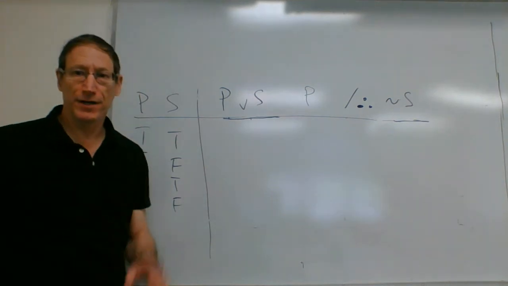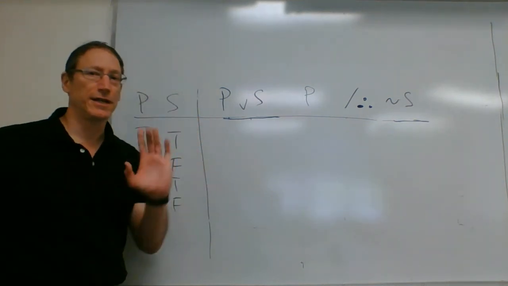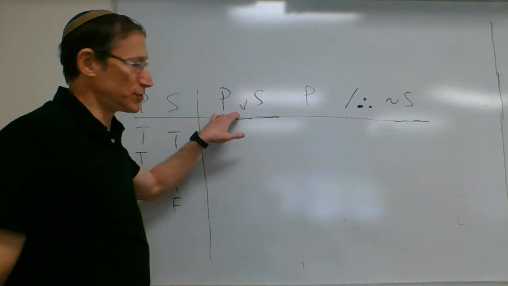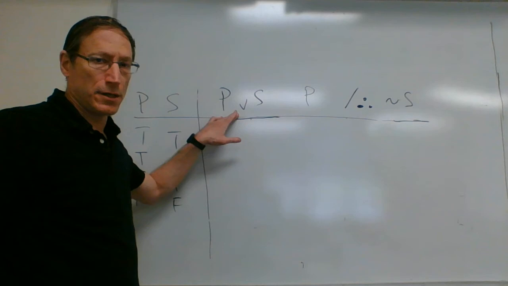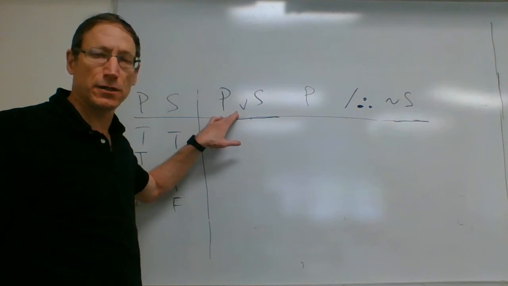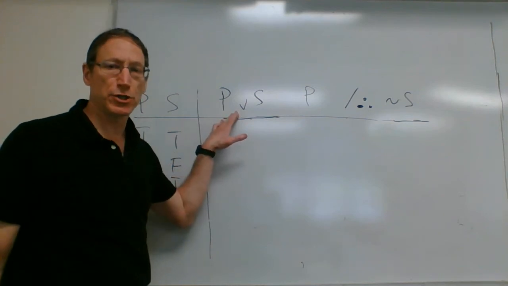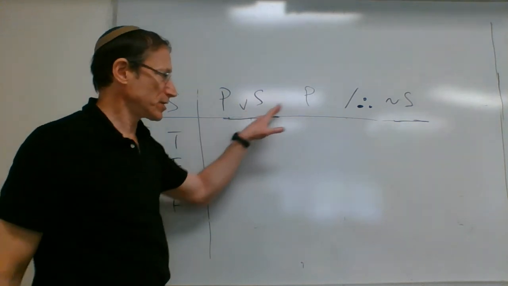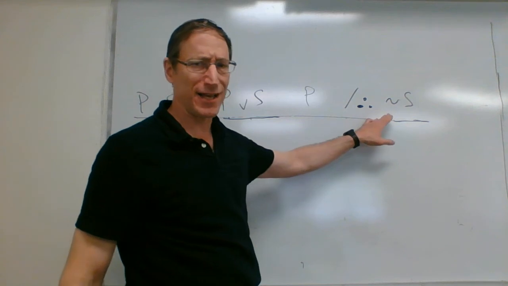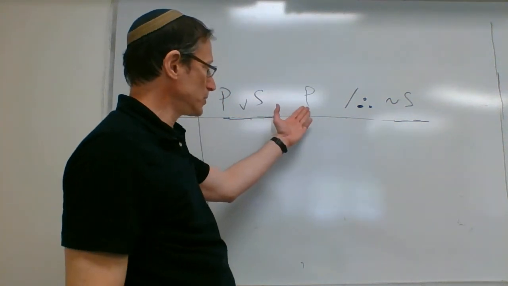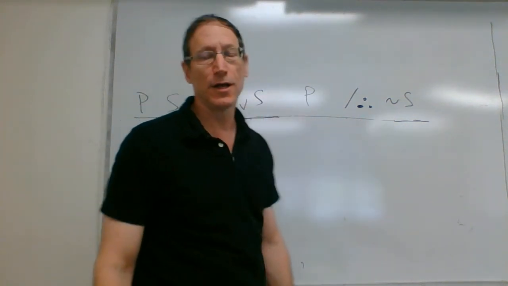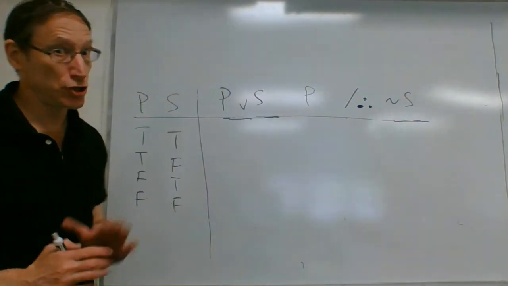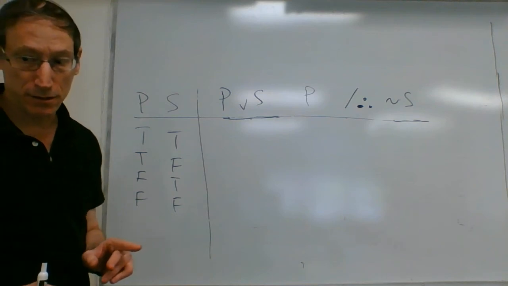Now, I have a very sneaking suspicion that this is an invalid argument because this is a disjunction, and we know that a disjunction, in our language, can be true even if both are true. So this is a disjunction. This goes ahead and says P, therefore not S. I mean, maybe P is true and also S is true. So I really am very confident that this argument should turn out to be invalid.